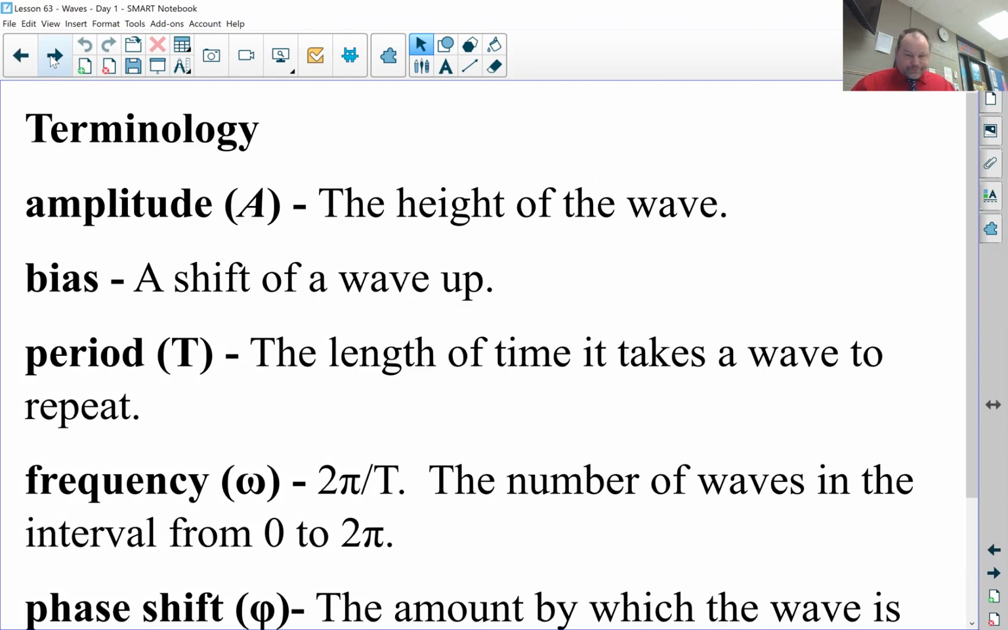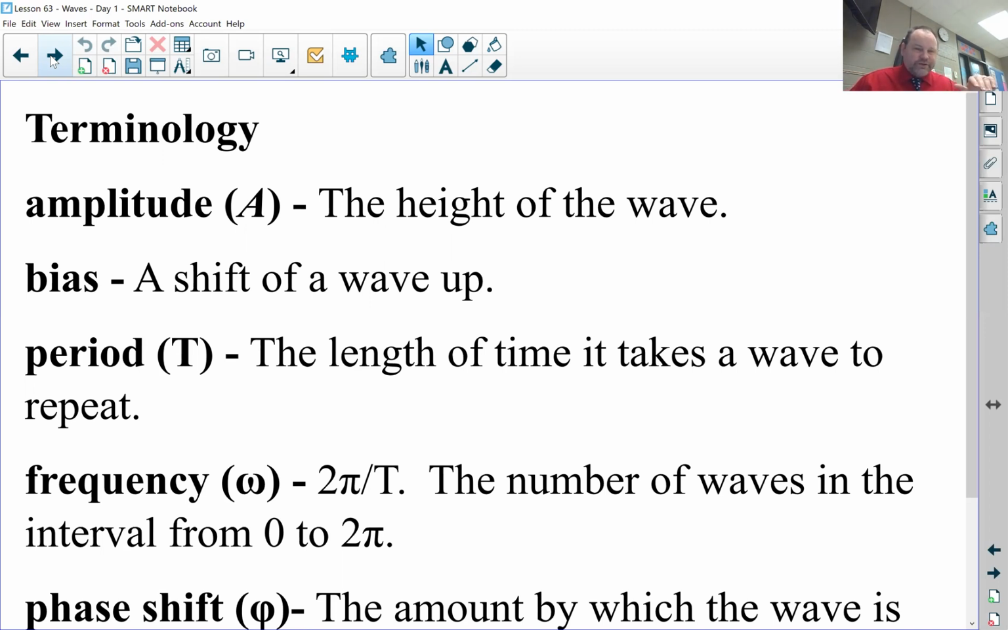So waves. Some terminology to start with. The waves that we're talking about are going to be sine waves. And so there are bits of terminology that we're going to use to make things a little more streamlined. Amplitude is the height of the wave. A bias is a shift up. The period, which is usually abbreviated with T, is the length of time it takes a wave to repeat itself.